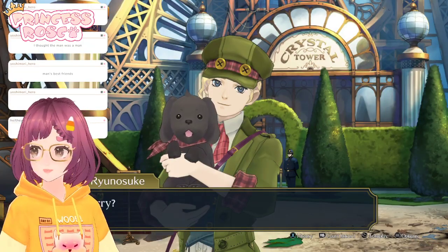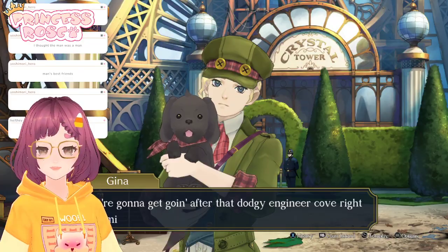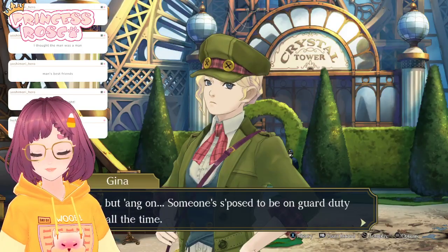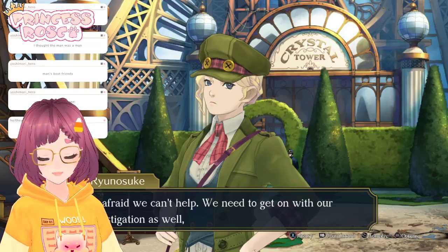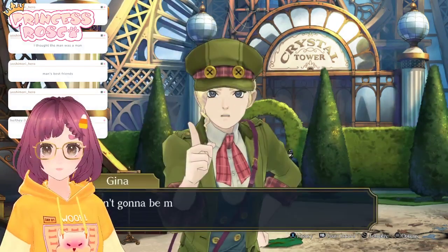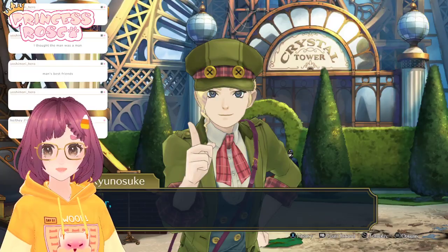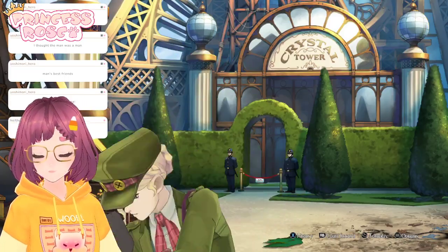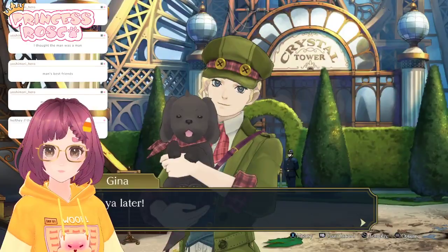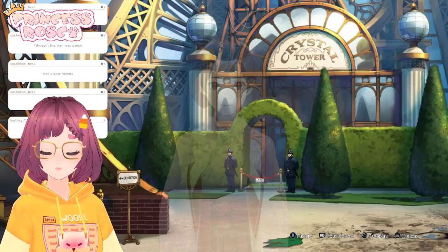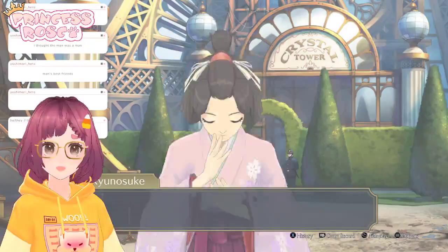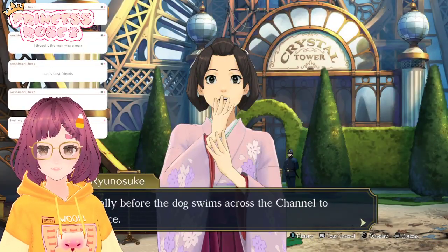Right then, Odo. Leave it to me. Sorry? We're gonna get going after that dodgy engineer cove right this minute. Oh, but hang on. Someone's supposed to be on guard duty here all the time. I'm afraid we can't help. We need to get on with our investigation as well, Gina. Oh, right. Oh well, never mind. It ain't gonna be me what gets in the neck. It'll be the boss. Poor Gregson again. Ready, Toby? Got that oil scent, have ya? Come on then, boy. See ya later. Cute! I do hope the scent of that oil leads them to that swindler's workshop. Yes, I hope so too. Ideally before the dog swims across the channel to France.